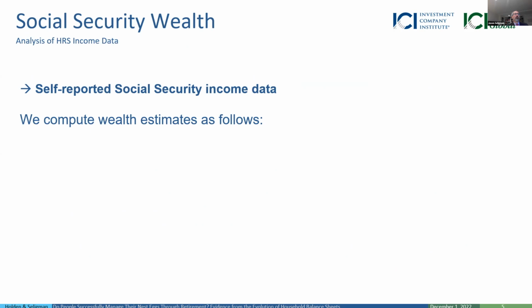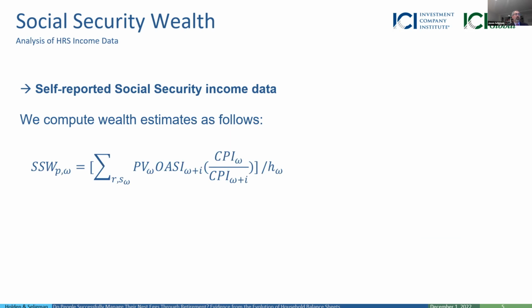Now, when it comes to self-reported Social Security income data, we're going to compute wealth as follows. We're going to take the Social Security wealth per capita, so this is for a person in any wave, W. It's going to be equal to the sum of the respondent and the spousal Social Security wealth.